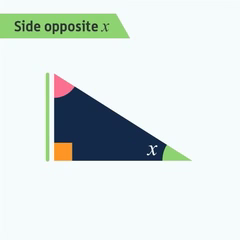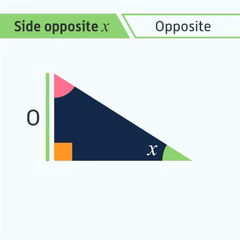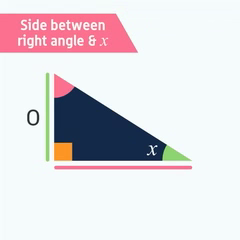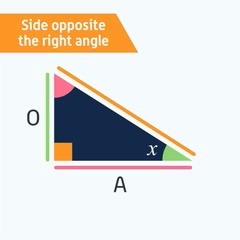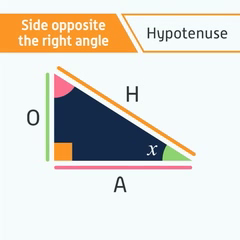The side opposite the angle, x, is called the opposite. Label it O. The side between the right angle and angle x is called the adjacent. Label it A. The longest side, which is opposite the right angle, is the hypotenuse.